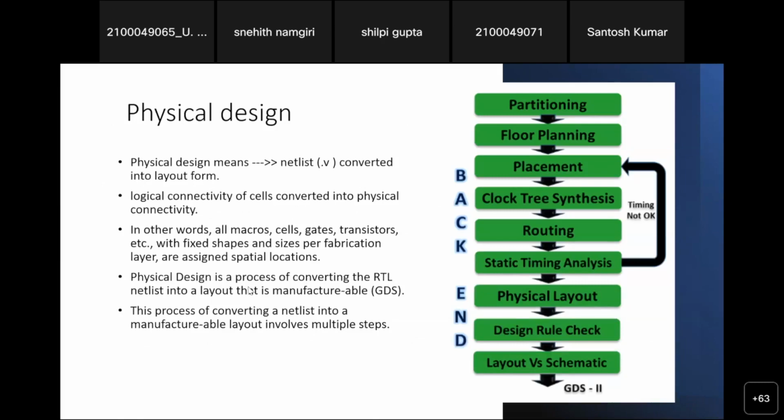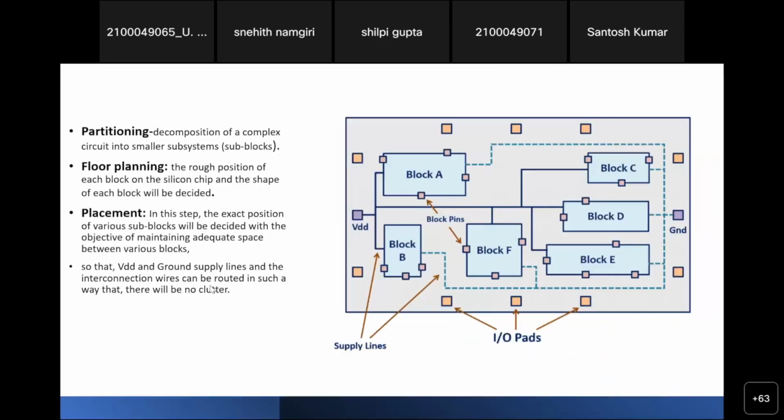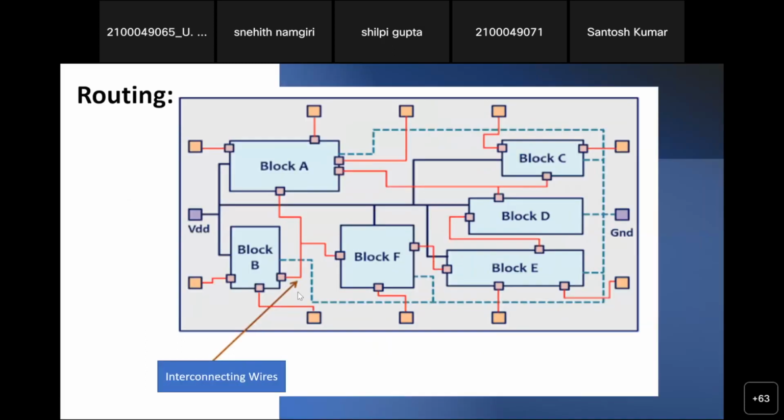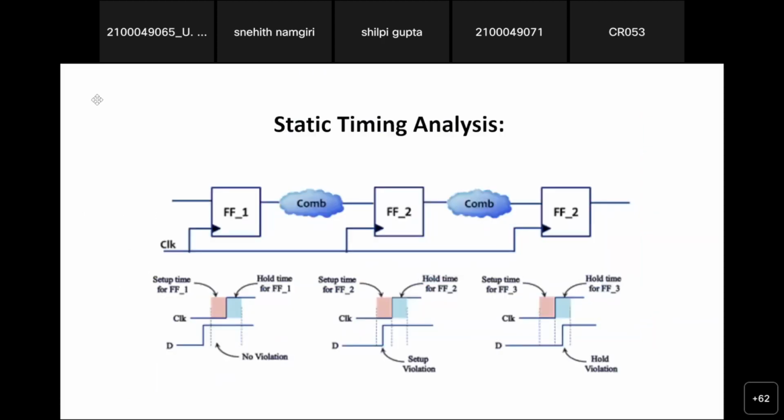I think I explained most of the physical design part. See how we used to plan it: you do partitioning, then you place the blocks. In this diagram they've placed and named block A, B, C, D, E. Then you give supply power and ground. This is how we do placement. Then you do routing, connecting from one input to another input. All of this is called physical design.